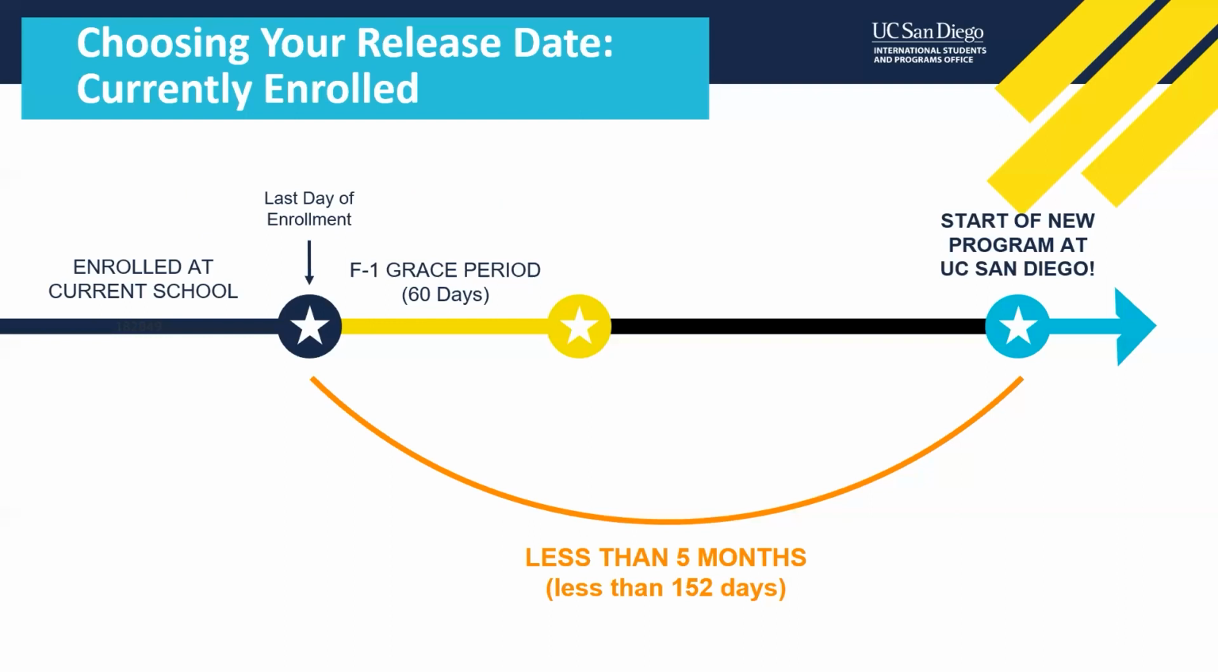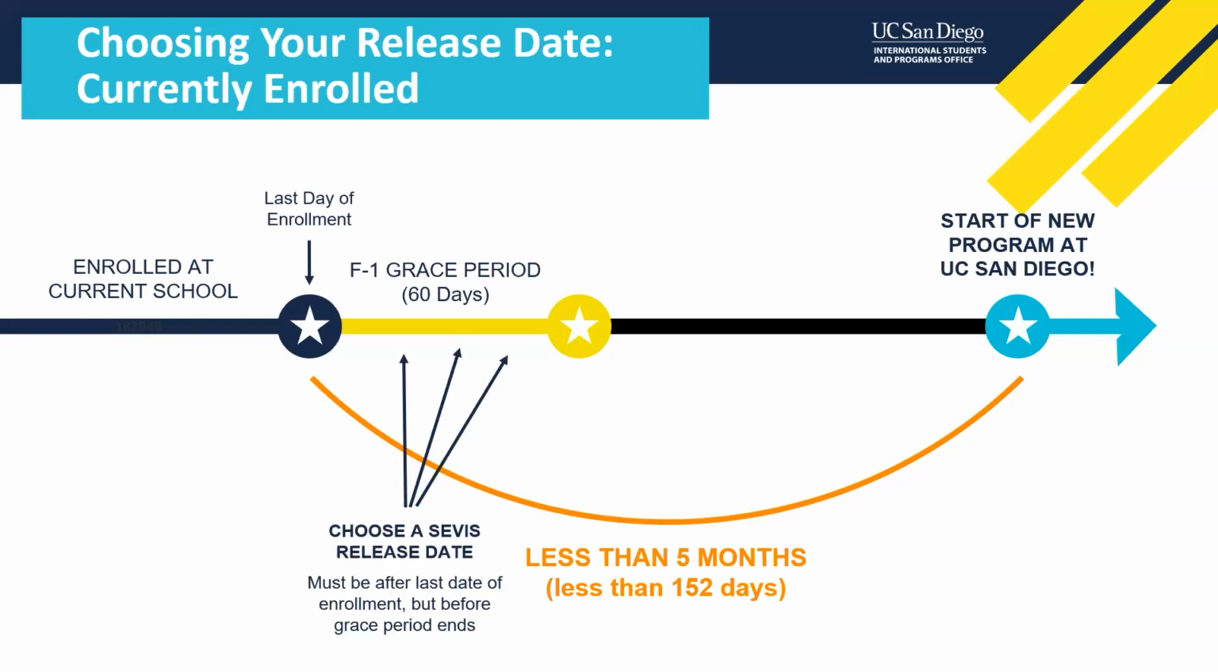This student has already done the work to determine that they're eligible for a SEVIS transfer. They know that their F1 record is currently in good standing, and they know that their last day of enrollment at their current institution is less than 5 months out from the start of their program here at UC San Diego. So this student is ready to request that their current institution transfer their SEVIS record. In order to request this, the student needs to tell their current institution what specific date they want their SEVIS record released to UC San Diego.